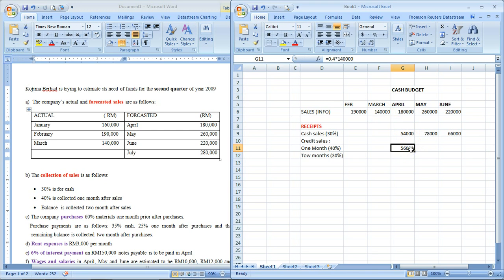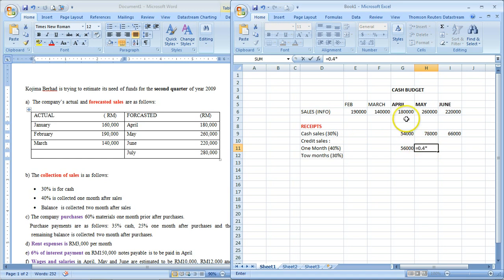You see? I get it. So how about May? If April is 1 month, that means I take March. If May is 1 month, I take April. But how many percent? 40%. Very good. Alright, very good.